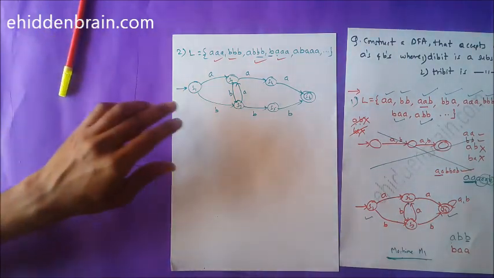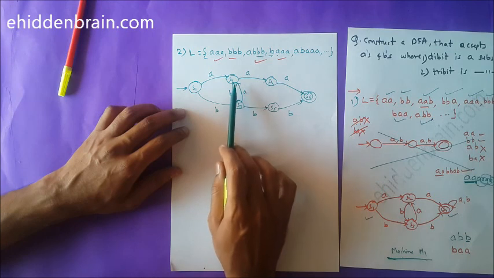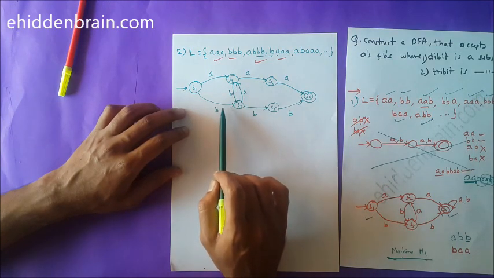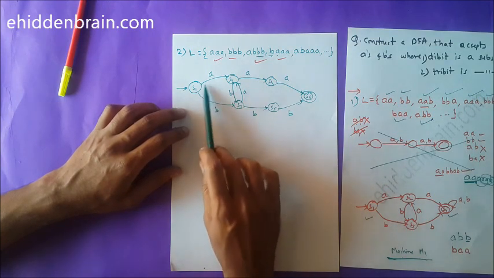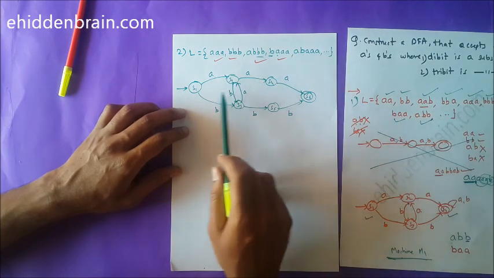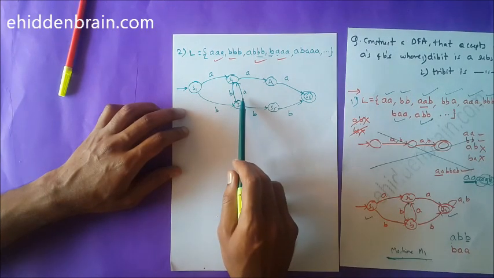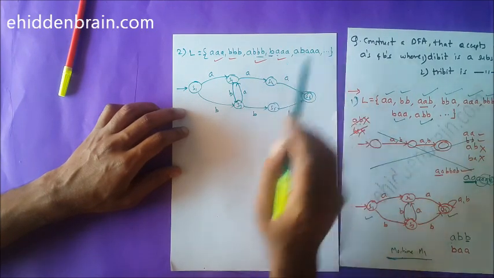Now the next part is, what if I get AB and then I want triple A? You can see this. I get A, B and then I want triple A. So yeah, that is quite done. AB and then I want triple A. Yeah, that is also accepted.